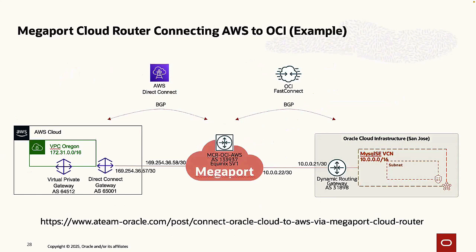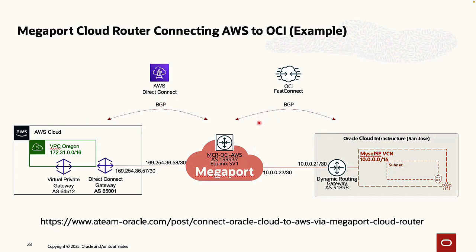Okay, here we have an example with Megaport Cloud Router connecting AWS to OCI. So here we decided to use our OCI FastConnect service and AWS's Direct Connect service. Note that Megaport here in the middle is using their own virtual cloud managed router called Megaport Cloud Router, or MCR. And this is essentially establishing two separate BGP sessions between both CSPs.